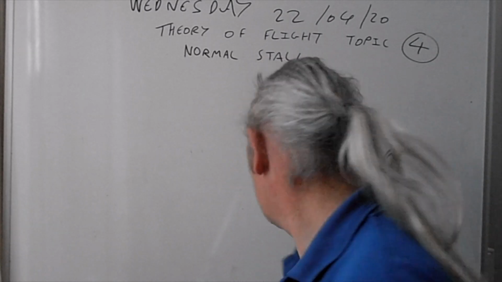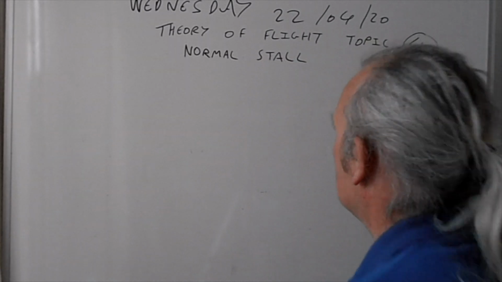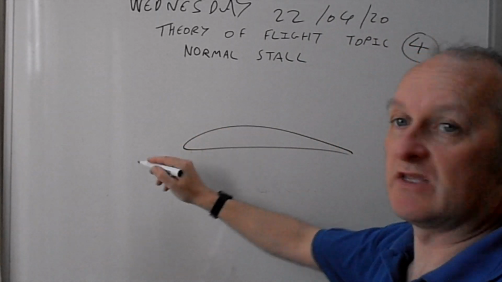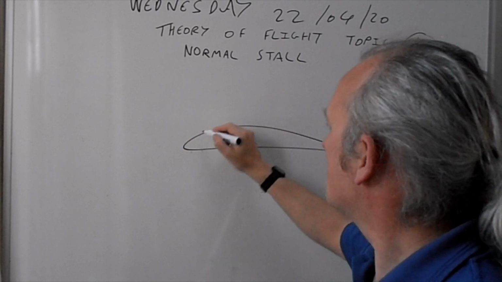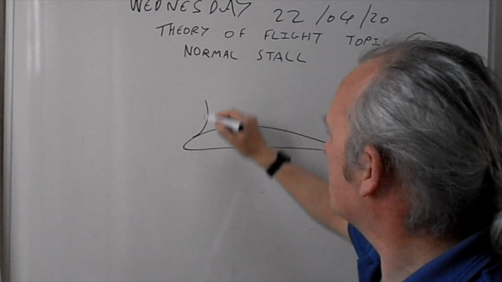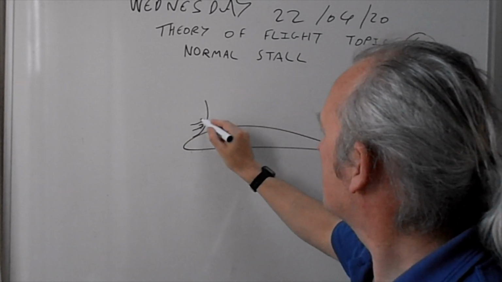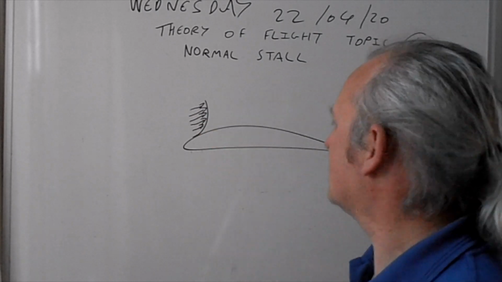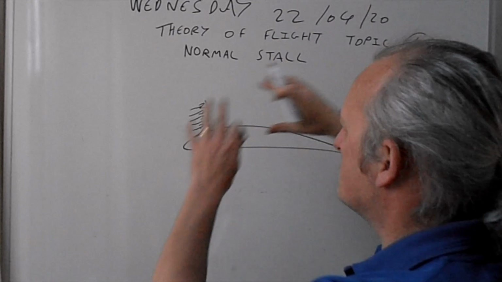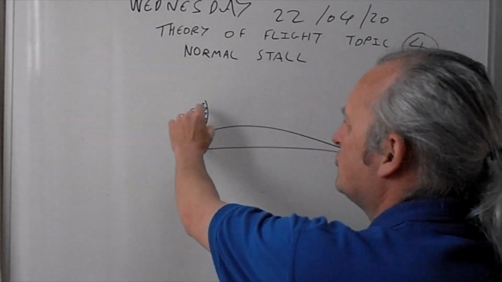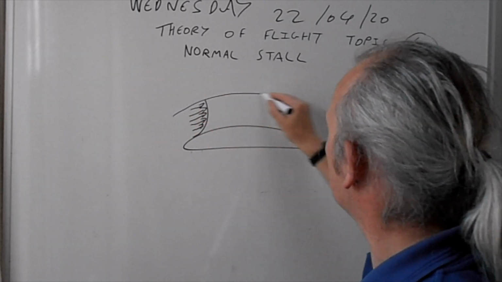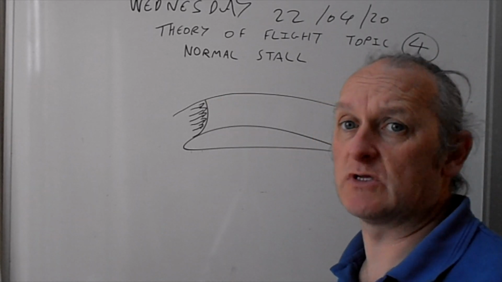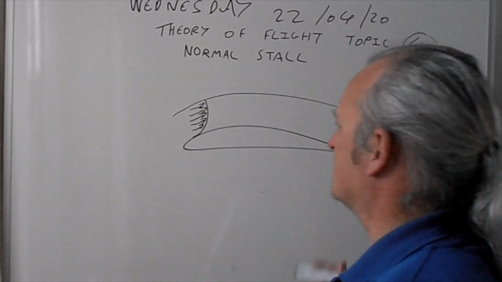So just to remind you, you had your wing like that, and as the air flows over the wing, it'll start off like that. These arrows are just how fast the air is going. This is magnified massively, this boundary layer here. Remember, this is the boundary layer, and it is only millimeters thick on the actual aircraft, so it's not as big as that.